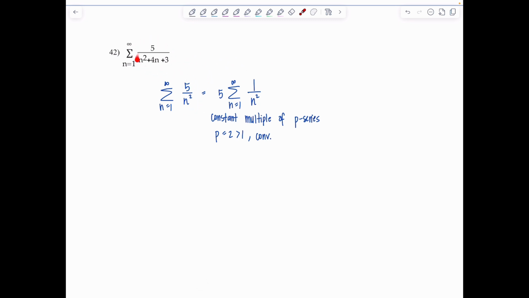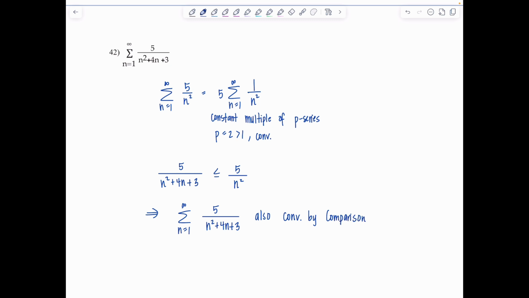Can I show that these are smaller than the terms of this convergent series? If so, then I can just use direct comparison. Well, yeah, because look, all I have is more stuff in the denominator. More stuff in the denominator means a bigger denominator. It means you're dividing by something bigger. For sure, that's less than or equal to 5 over n squared. And since I know the sum of 5 over n squared converges, then that means the sum, n equals 1 to infinity of 5 over n squared plus 4n plus 3 also converges by comparison.